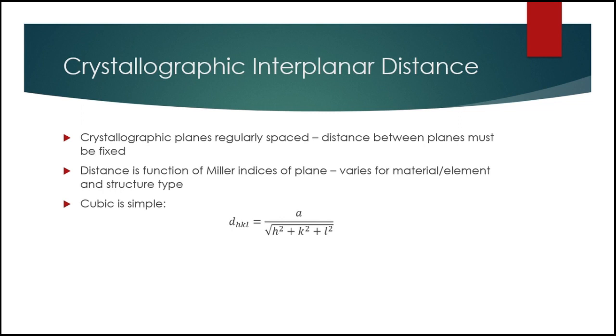Now, this distance is actually a function of the Miller indices of the given plane, but this varies for the material and for the element and structure type. The formula for a cubic structure is simple. It is equal to the unit cell edge length divided by the magnitude of the normal vector describing the crystallographic plane.